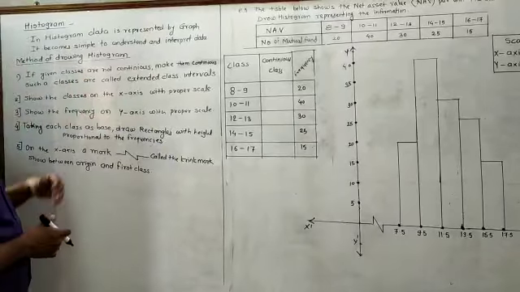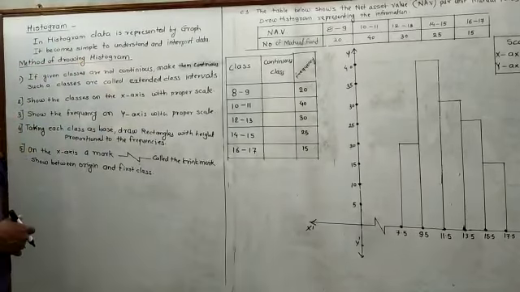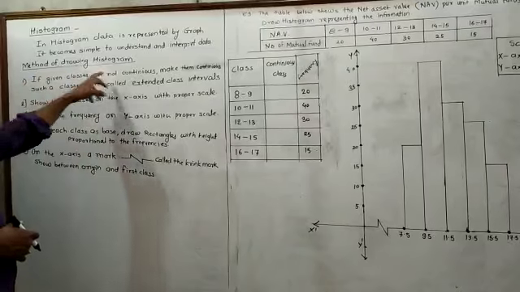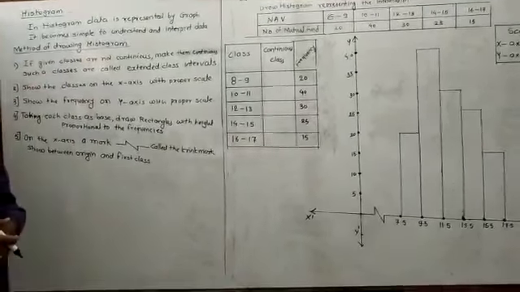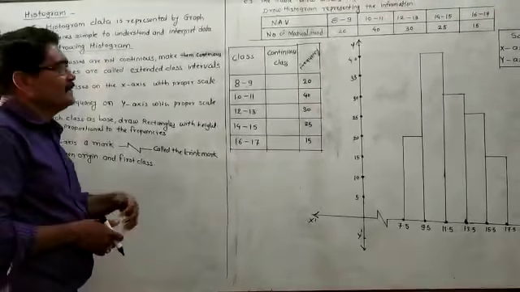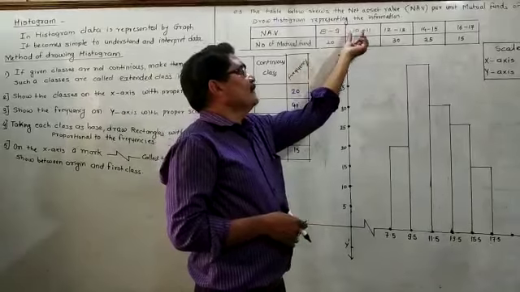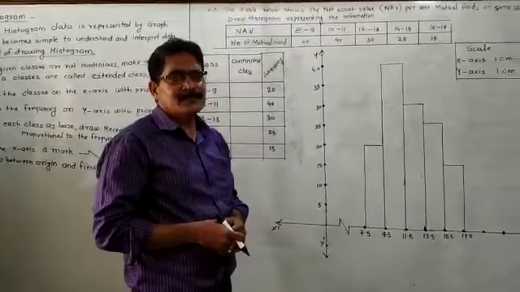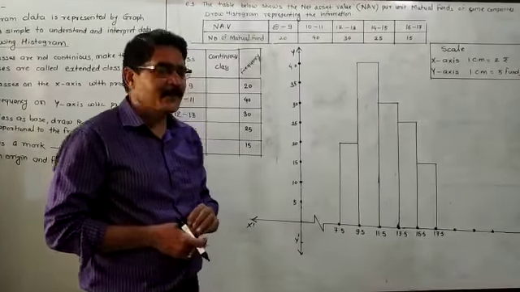Then how you have to draw the histogram? Now some methods of drawing the histogram. In the methods of drawing the histogram, first point is if the given classes are not continuous, make them continuous. Here is one example: classes are 8 to 9, 10 to 11, 12 to 13. These classes are not continuous classes. You have to make the classes continuous for drawing the histogram.